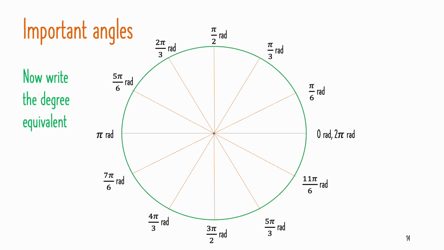Let's try to write these in degrees now. So we got our first one as 30 degrees, 60 degrees, then 90 degrees, 120 degrees, 150 degrees, 180, 210, 240, 270, 300, 330, and 360 degrees. So remember, we had our special right triangles, the 30, 60, 90 triangle, right? And that is why pi by 6 and pi by 3 radian angles are important angles, because you will see them a lot. Okay?